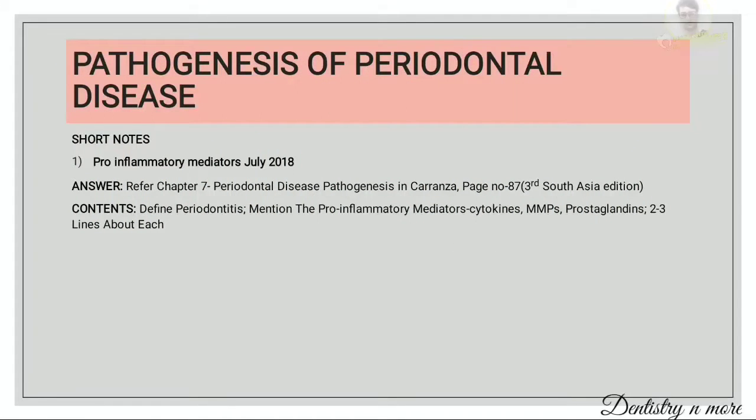Short note, pro-inflammatory mediators. For this question, please refer chapter 7, periodontal disease pathogenesis in Carranza, page number 87. For the contents, first you have to define what is periodontitis and then mention the pro-inflammatory mediators. The most common pro-inflammatory mediators are cytokines, MMPs and prostaglandins. You have to write at least 2 to 3 lines about each of them.